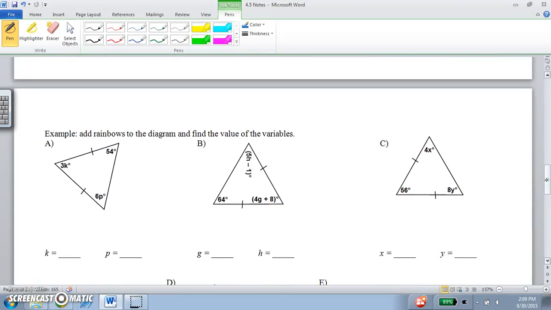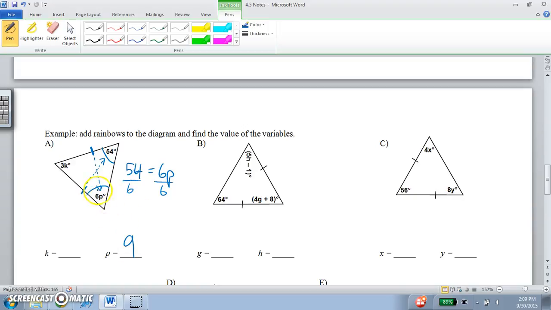So examples: add rainbows to the diagram and find the value of the variables. So how do we add rainbows? Well, we've got tick marks here and here, so that means that this angle across from this side and this angle across from this side are congruent. So we would know that 54 is equal to 6p. If I divide by 6 to solve for p, 54 divided by 6 gives me 9. So p is 9.